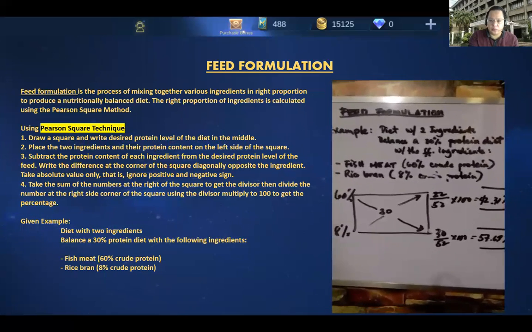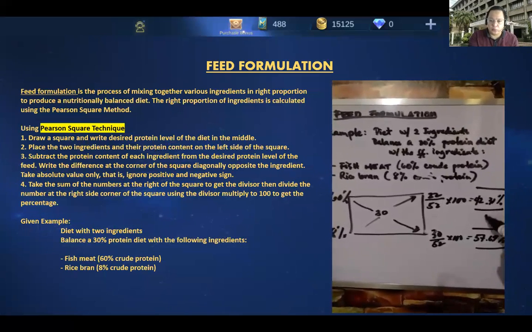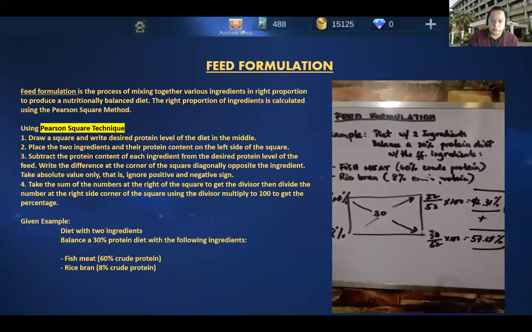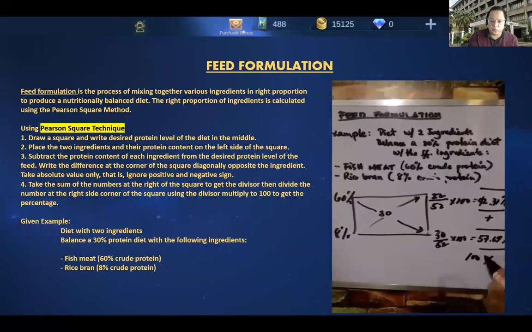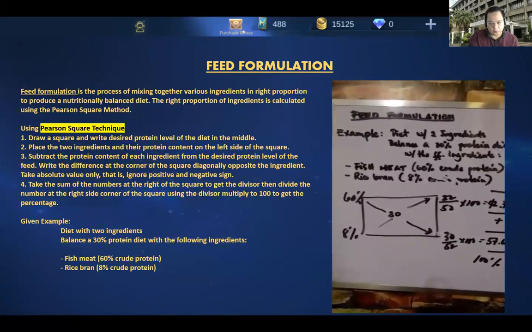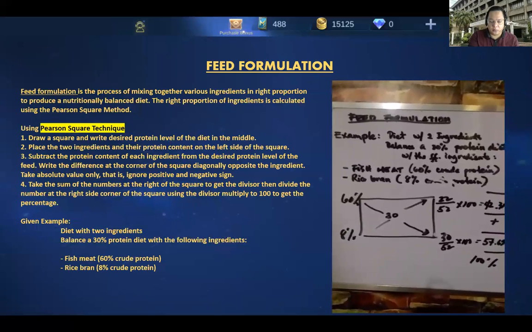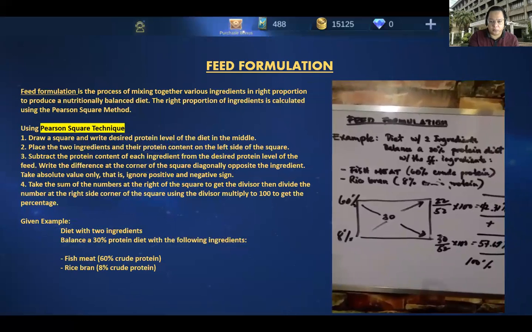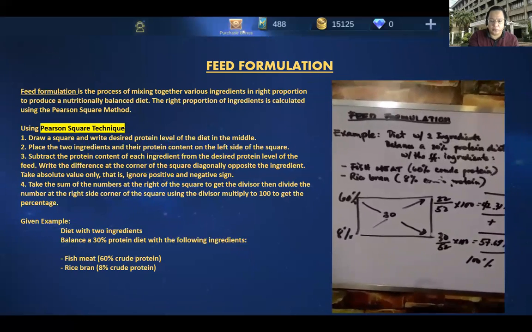Okay, to check if the answer is correct, all we have to do is add the two. So 42.31% plus 57.69%, that's a total of 100%. So meaning, therefore, for the 100% or 100-gram diet with 30% protein, 57.69 grams of rice bran and 42.31 grams of fish meal are needed.